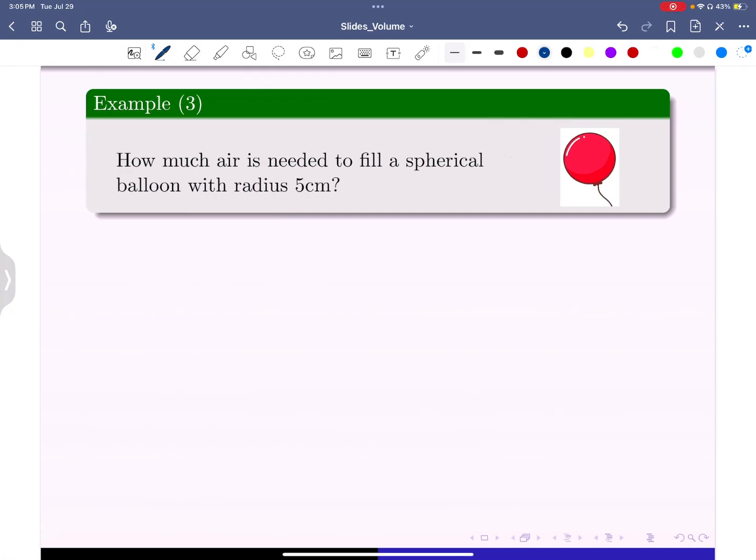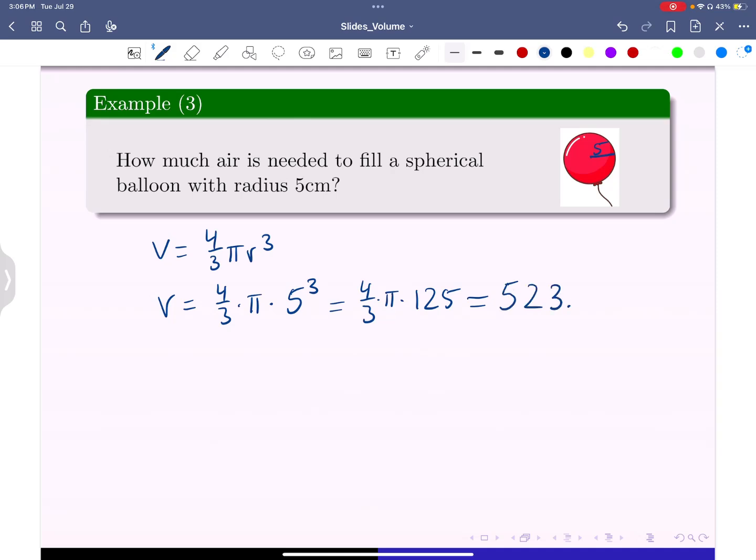How much air is needed to fill a spherical balloon with radius 5 centimeters? So we have the sphere with radius 5 centimeters. The volume of the sphere is 4/3 pi r cubed. So the volume is 4/3 times pi times 5 cubed. 5 cubed is 125, so we have 4/3 times pi times 125, and type all of that on the calculator, and we should get 523.598, and so on.